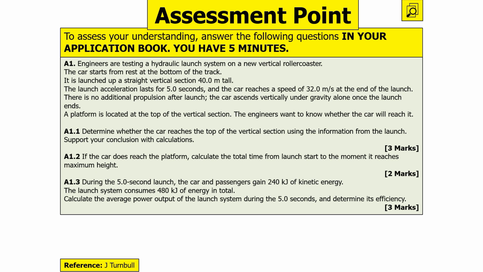Engineers are testing a hydraulic launch system on a new vertical roller coaster. The car starts from rest at the bottom of the track. It is launched up a straight vertical section 40.0 meters tall. The launch acceleration lasts for 5 seconds and the car reaches a speed of 32 meters per second at the end of the launch. There is no additional propulsion after launch. The car ascends vertically under gravity alone once the launch ends.